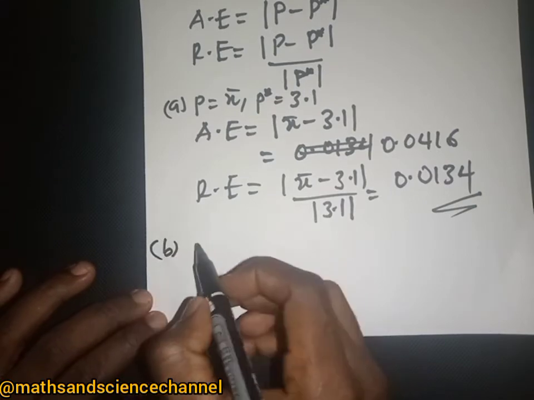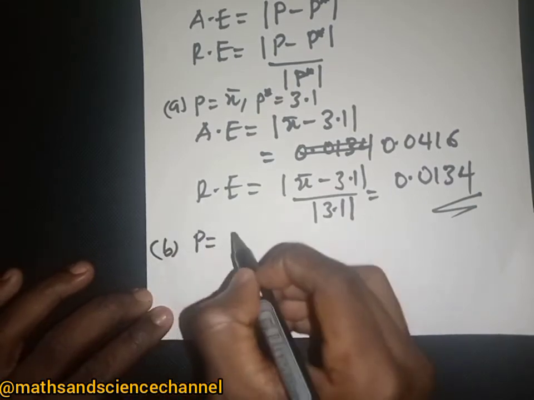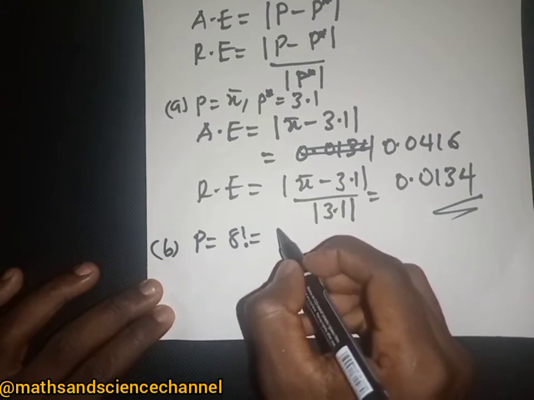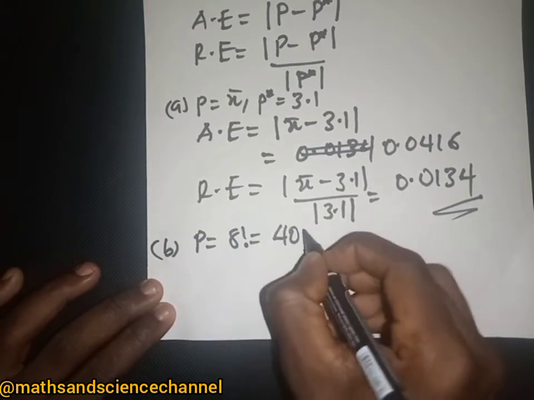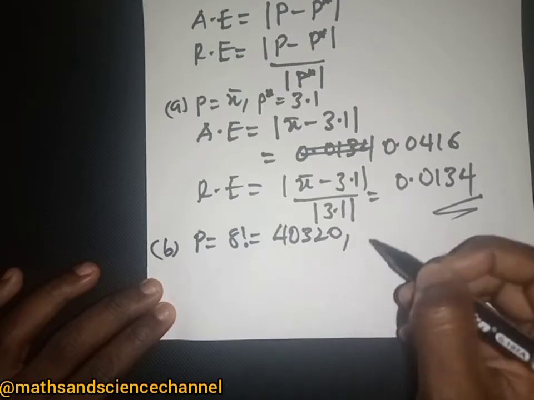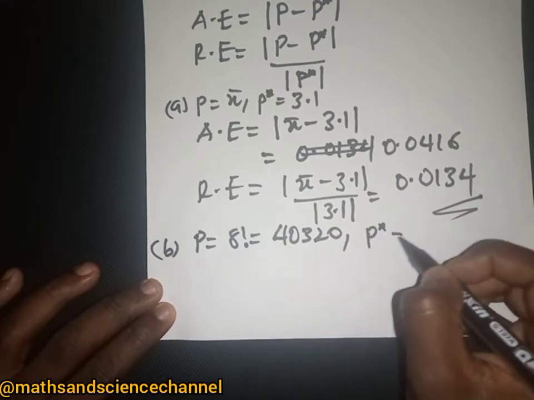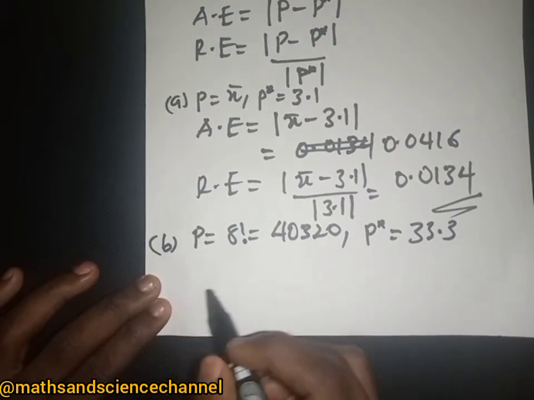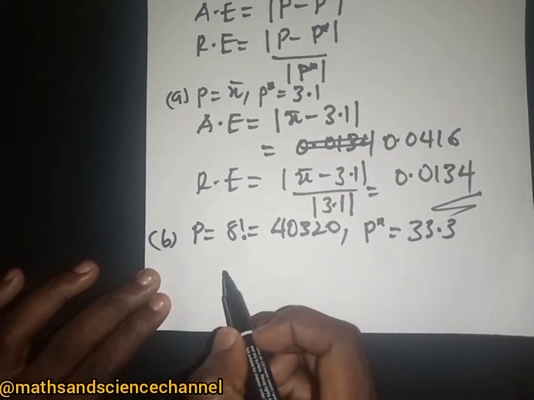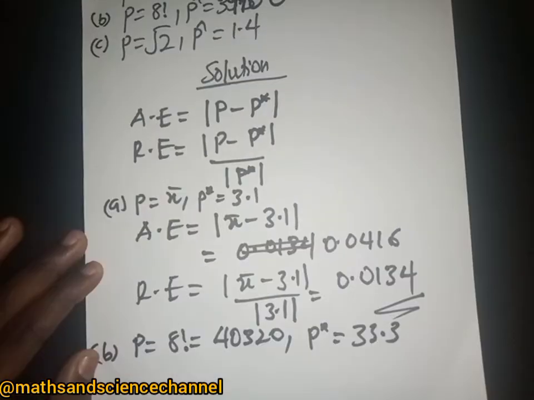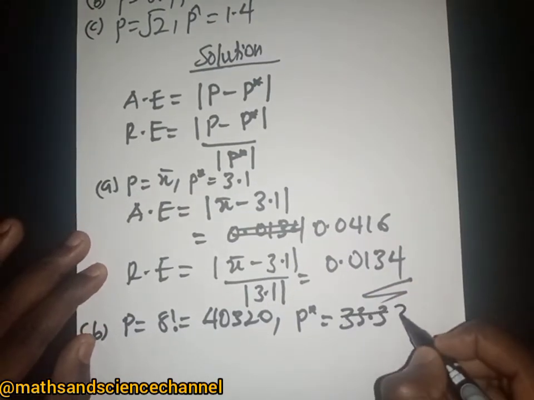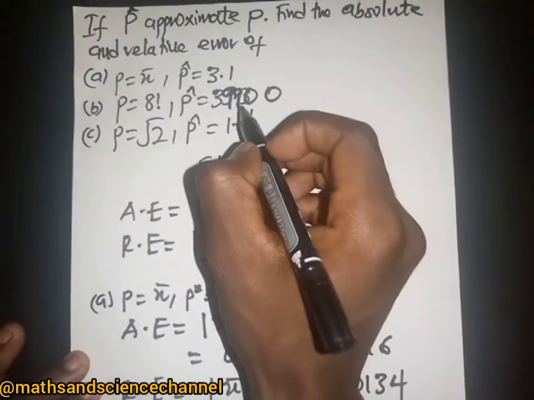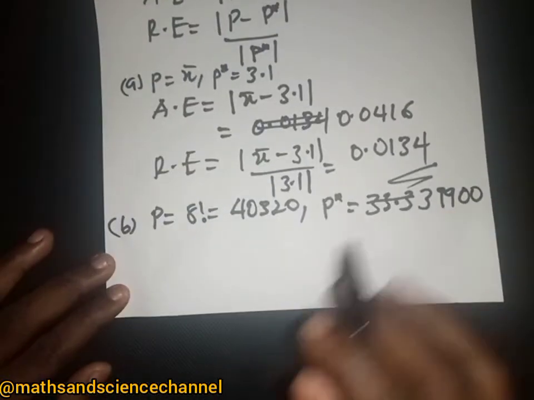Now for B, we have P here equal to 8 factorial, and 8 factorial is just 40,320. So then we have P star as 33.3. So let's substitute that into it. Sorry, so P star is just 39900. So I've changed it, 39900.